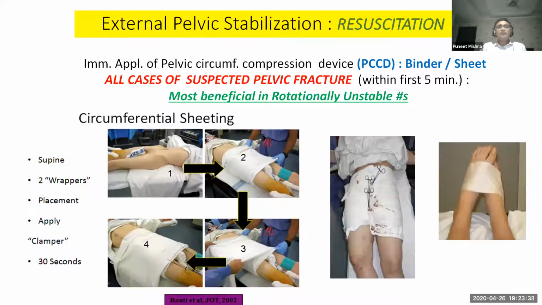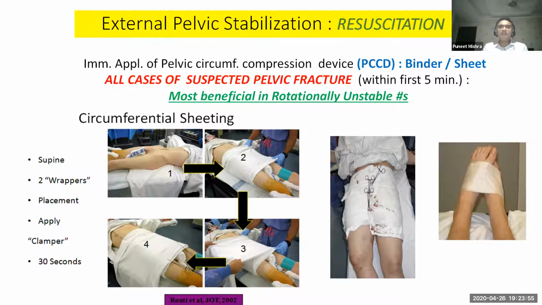So external pelvic stabilization has a vital role in resuscitation, and the immediate application of a pelvic circumferential compression device, like a commercially available binder or even a readily available sheet in the emergency department, should be applied in all cases of a suspected pelvic fracture, and that is while you are examining the patient. That should be applied to the patient within the first 5 minutes.